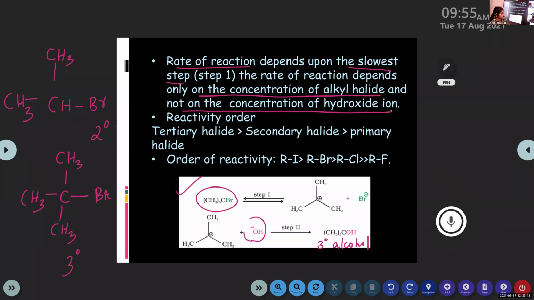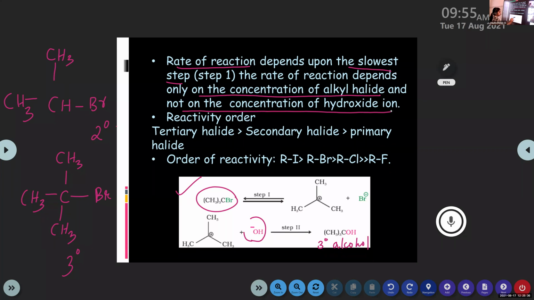Have we completed the first point? The rate of reaction depends upon the slowest step, that is step 1. The rate of reaction depends only on the concentration of alkyl halide and not on the concentration of hydroxide ion, because hydroxide ion comes in the second step. The second step is not considered as the rate determining step.